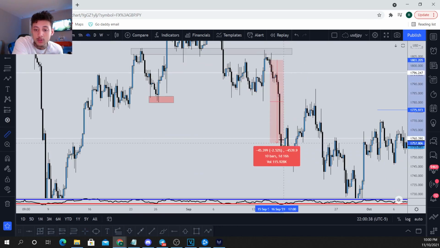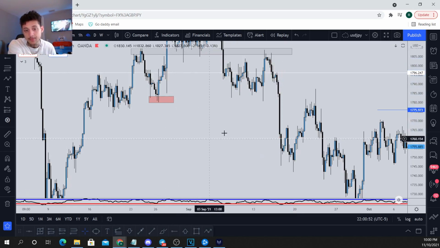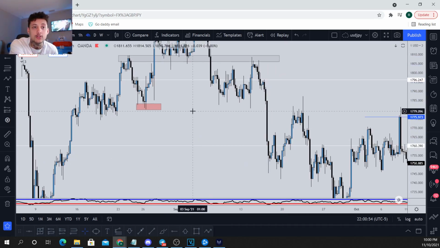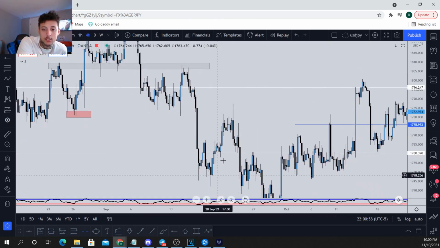If you would have taken a trade here and maybe targeted here, that's 423 pips, right? If you would have just done a single standard lot, you would have made $4,273.8, right? 10 lots, you would have made $40,000. It's insane, right? And then notice how structure just kept going. Look what happened over here.